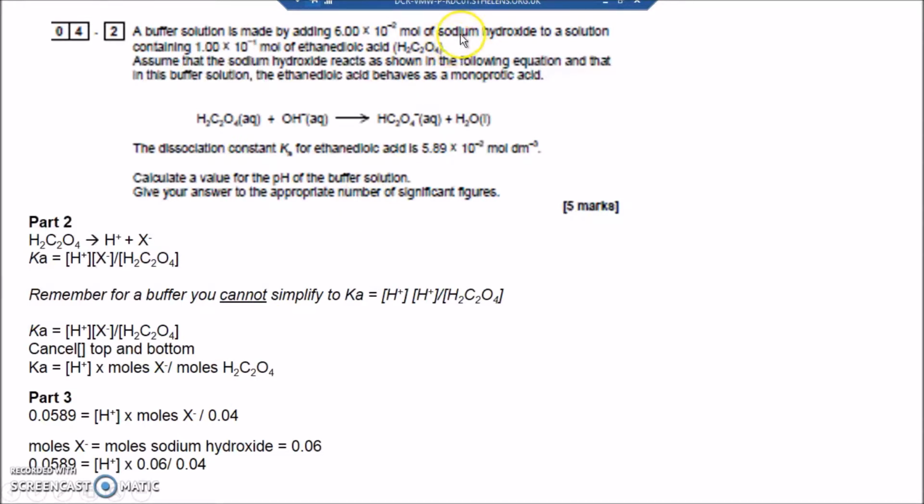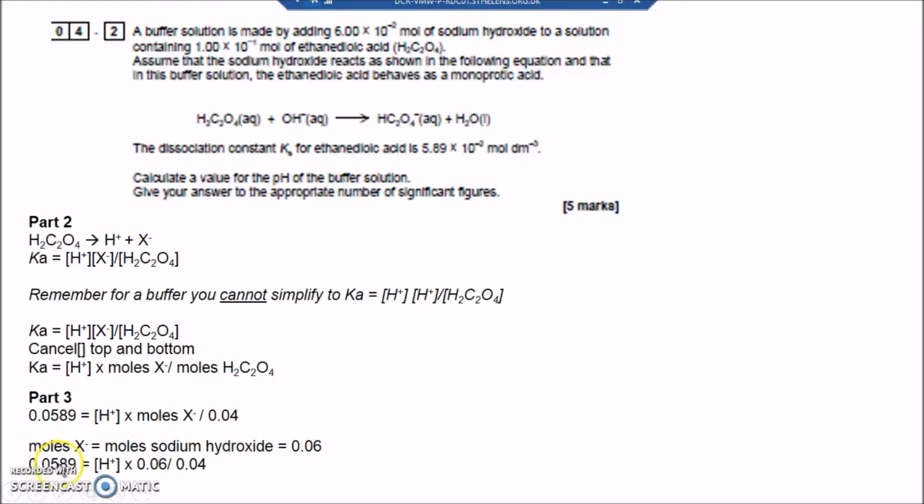If you really wanted to know why, X minus is this ion here, H2C2O4 minus. That's the X minus. It's made when the sodium hydroxide and the ethanedioic acid react. So the number of moles of sodium hydroxide used equals the moles of X minus. But you don't need to know that. All you need to know is that you need to find this, and you look back and you find that's the number of moles of base, or the number of moles of hydroxide, in your original question.